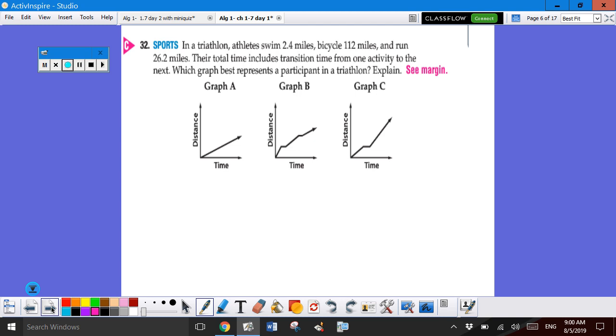So if you take a look at these graphs, the only one that really shows the points where they're stopping and transitioning, which means they're changing out of their swim gear, putting their bike shoes on and taking their bike shoes off and putting their tennis shoes on to run, is going to be B. There are 2 stopping points there in terms of distance.